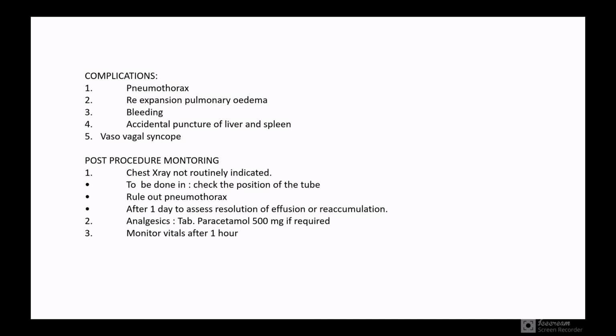Now post-procedure monitoring. How will you monitor after thoracocentesis is done? Chest X-ray is not routinely indicated, but you can do it to check the position of the tube and to rule out pneumothorax. After 1 day of the seal, check for resolution of the effusion or reaccumulation of the fluid. Analgesic can be given like paracetamol 500 mg if required, and monitor vitals after 1 hour.